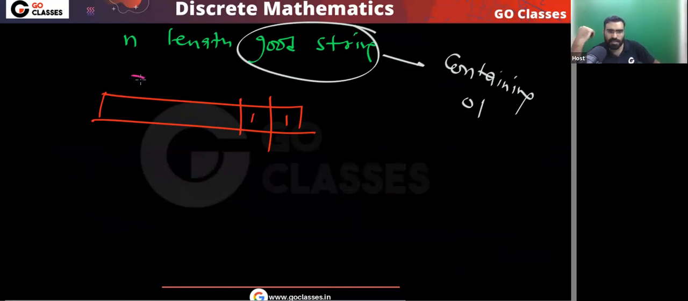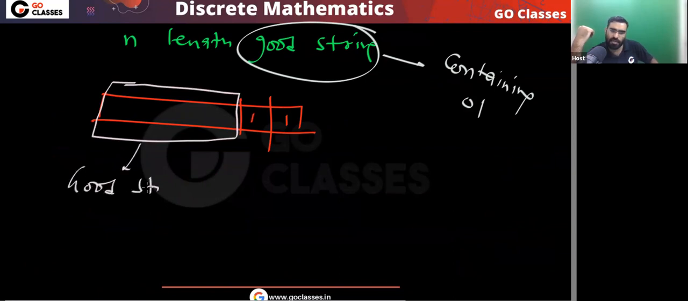Can I simply say, just find the good string here? Is this simple? Can I say that? What is wrong here? Please tell me. Anyone? See, this is wrong because this can play some role.